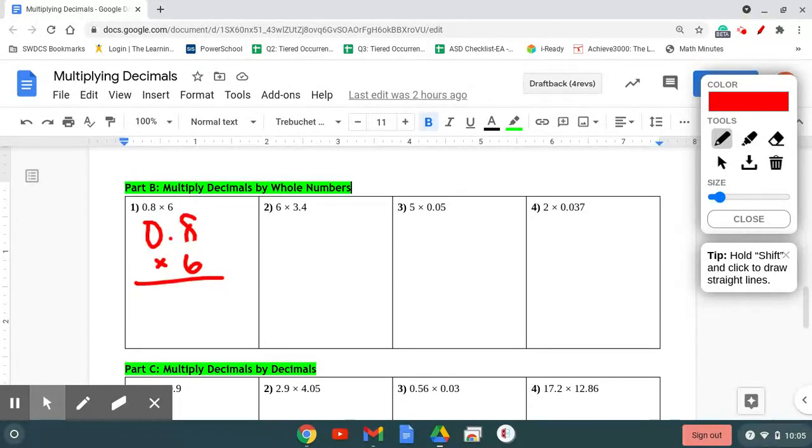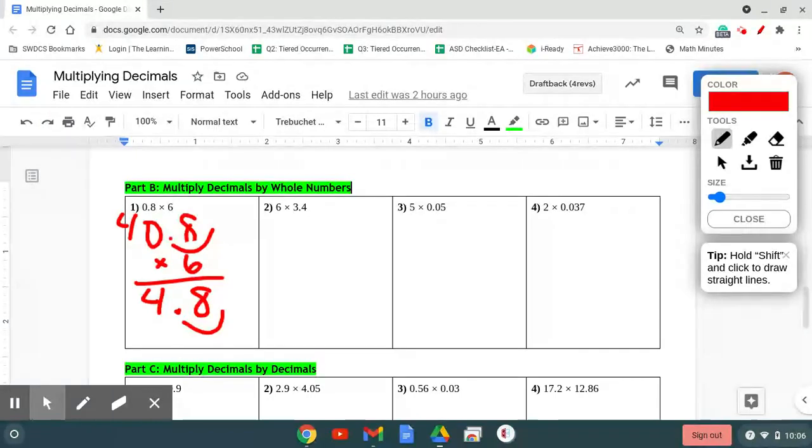All right, 8 times 6 is 48. Write your 8. Carry your 4. 6 times 0 is 0, plus 4 is 4. It's the same thing as the last one. We have 1 decimal point, so we're going to move it 1 spot. So your answer is 4.8.